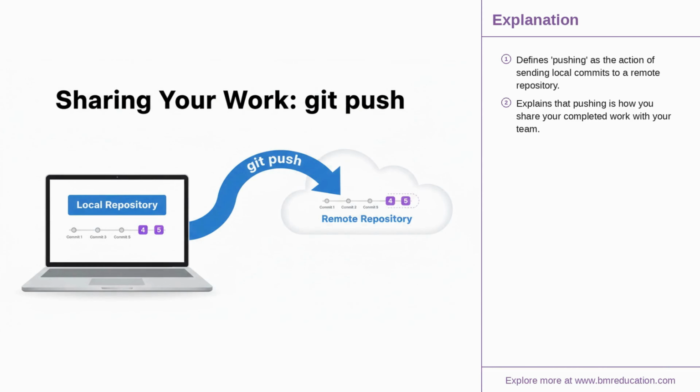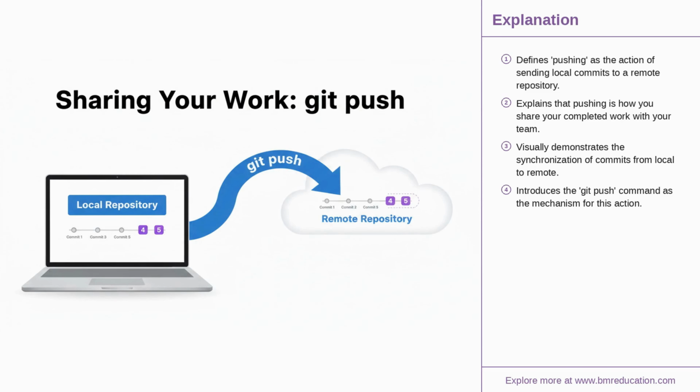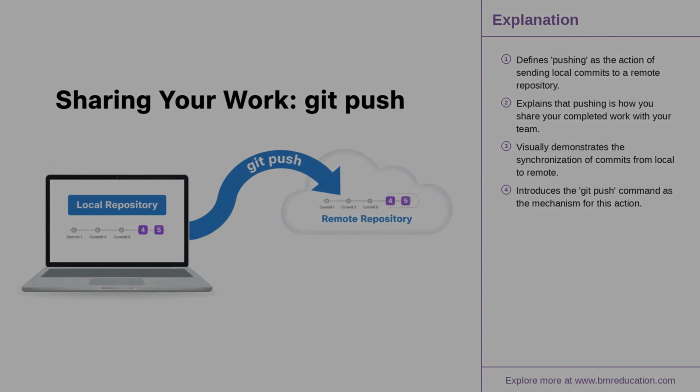To share your work with the team, you push your committed changes from your local repository up to the remote repository. This uploads your new commits, making them available to everyone else. This is how your contributions become part of the shared project history.